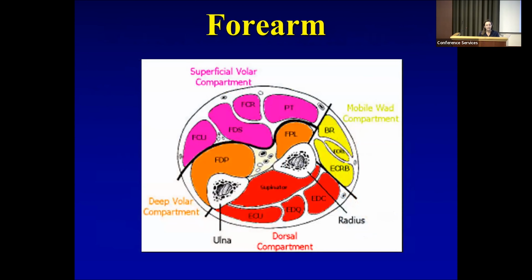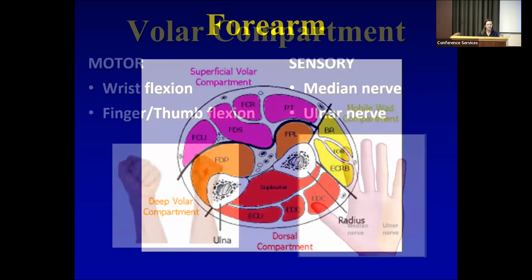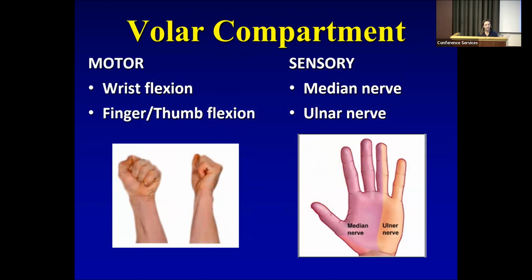The main compartments of the forearm are what we call the volar compartment here on the front of the forearm and the dorsal compartment on the back of the forearm. There are different groups of muscles that are a little bit deeper than others. But in general, the volar compartment is going to give you wrist flexion, so bending the wrist down, making a fist, also flexing the thumb. So the front muscles here do this, so think fist. They're innervated by two different nerves.